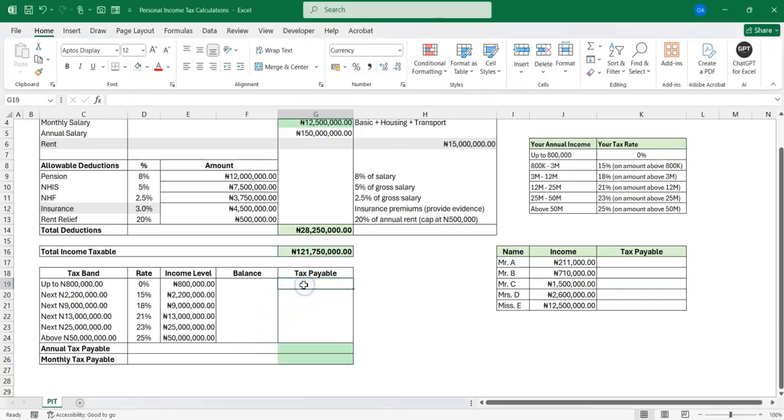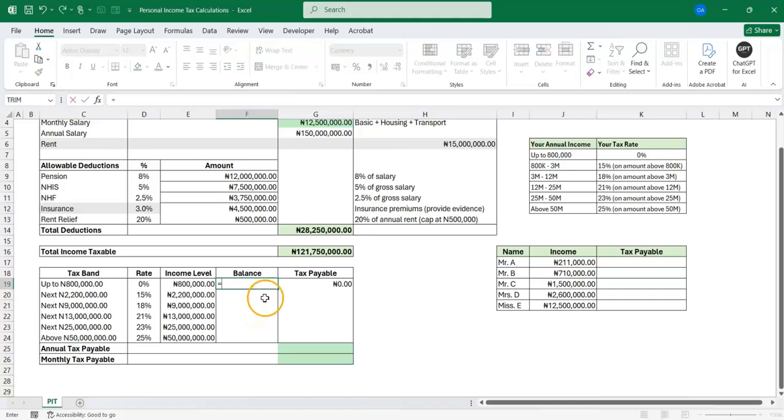Now we know that the first 800,000 is 0%. We are not charging any tax on that, so we can just say it's going to be 0. And then we come here to check the balance. We say equals to this, our taxable income. Now let's take away the first 800,000, which is not taxable. So minus this 800,000, and then we have this. So this is what we are going to work on to tax.